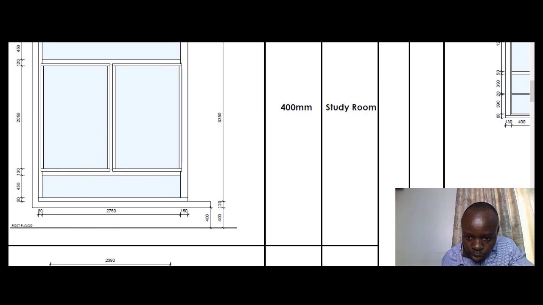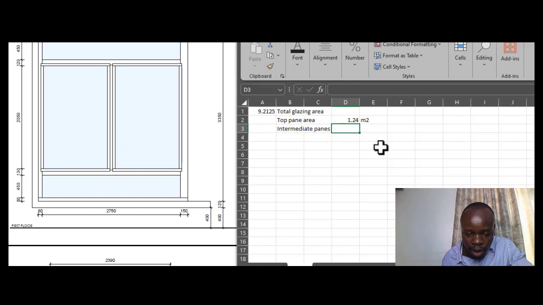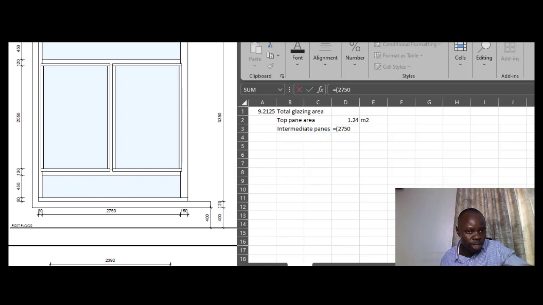So the height is 2050. But then for the breadth, that is the one that I would like us to calculate. So we can start with that. So we have 2750, then we subtract the intermediate, the middle partition, or when it's a metal, whichever material it is. But then we can do 150.